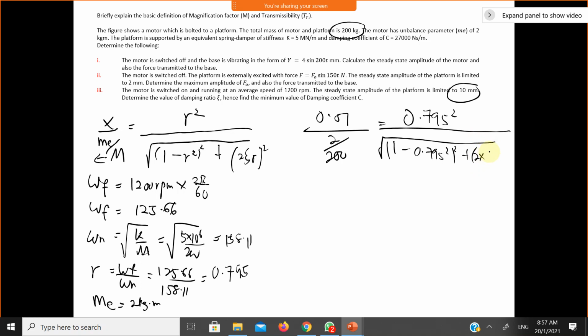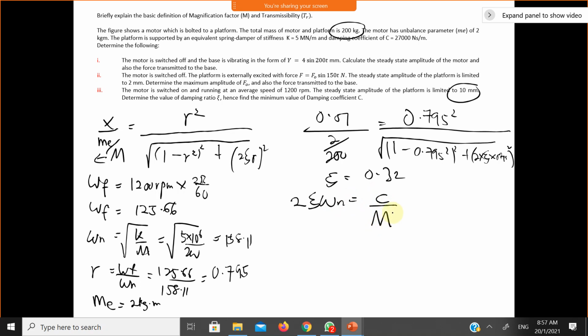We want to get zeta. R equals 0.795 square. Okay, try to get zeta. So then zeta must be equal to 0.32, if I'm not mistaken. 0.3, that is our answer. So once we get zeta, we can use the formula 2 zeta omega n to get C, the new C.